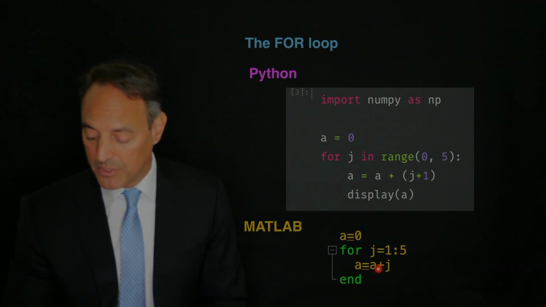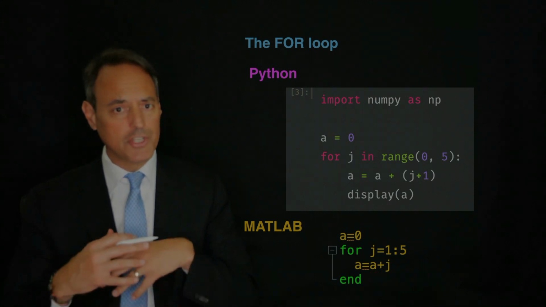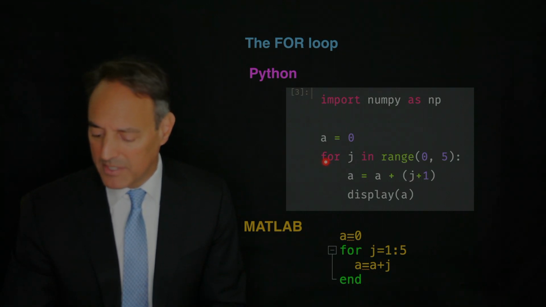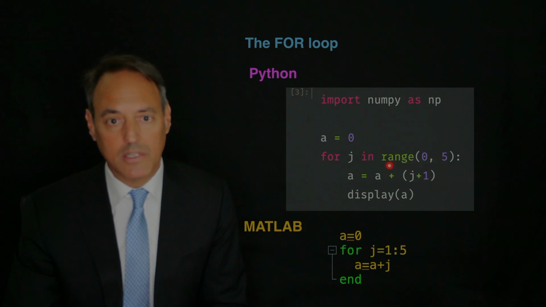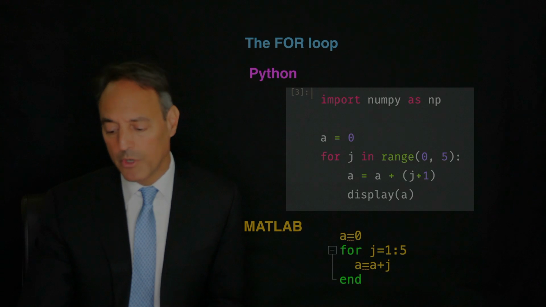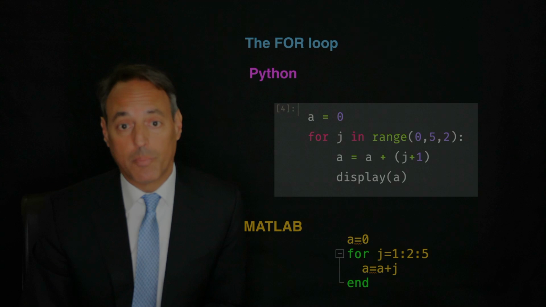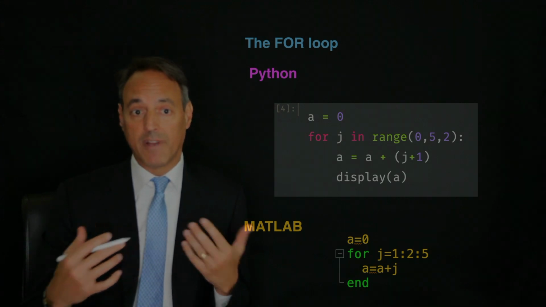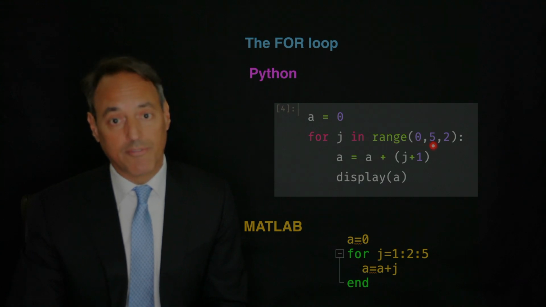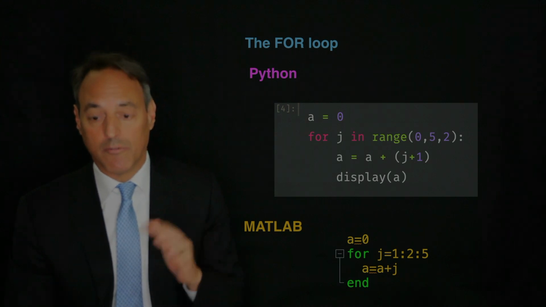Same thing here. Just update the value of a by adding j to it. So this is a very simple structure. I just made it do this operation in the beginning, but really this is the important line of code right there. Tell me how to walk through the loop. So that's what we're doing with the for loop. You can walk through this loop in a lot of different ways. Just like we created vectors and matrices, you can say for j in range, go from 0 to 5 in steps of 2. So I can go 0, 2, 4.